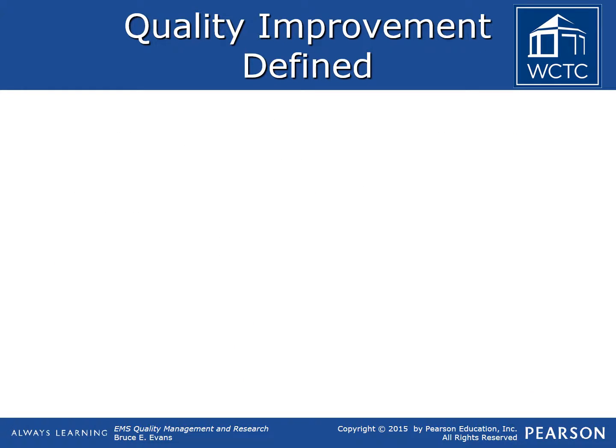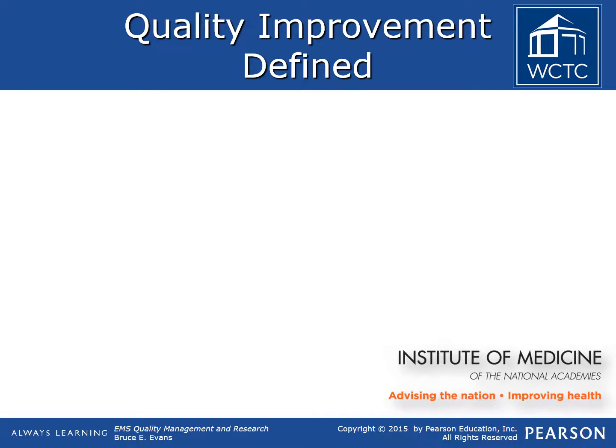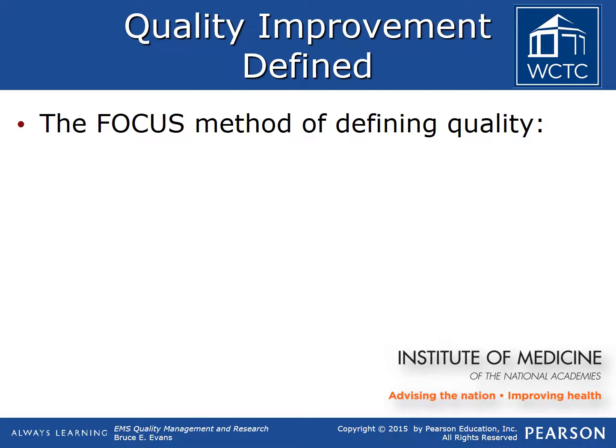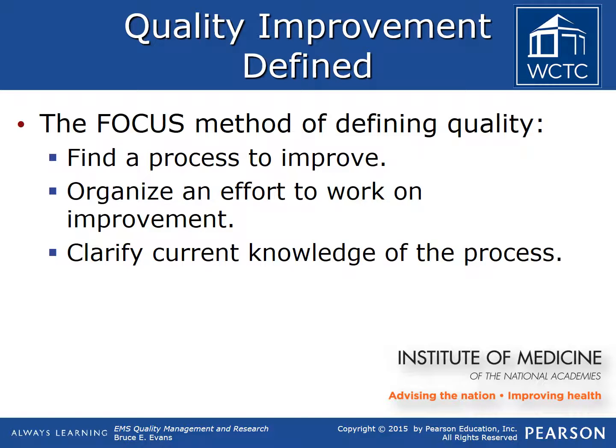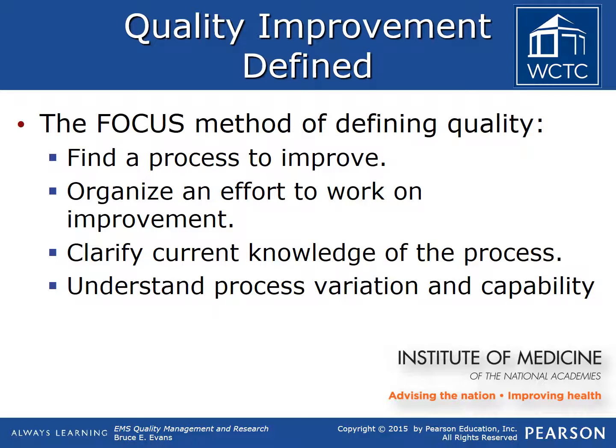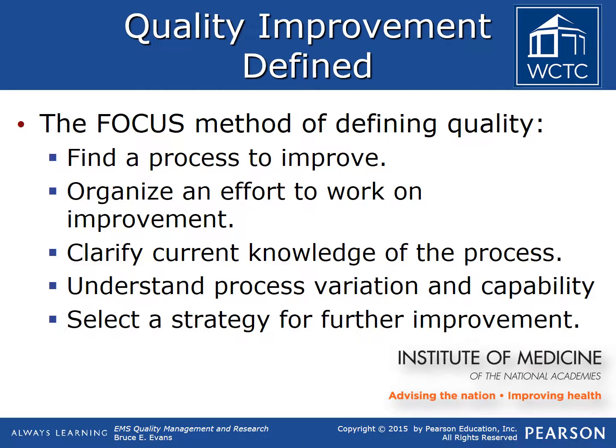To help healthcare agencies in defining quality, the Institute of Medicine developed something known as the FOCUS method. First, the organization finds a process to improve. It then organizes an effort to work on improvement. This commonly begins by clarifying the current knowledge of the process, the current state. The group then works to understand the process variation and capability. Lastly, a strategy is selected for further improvement. This all feeds into the PDSA loop as a strategy for further improvement is implemented, studied, modified, and so on in a cycle of continuous improvement.